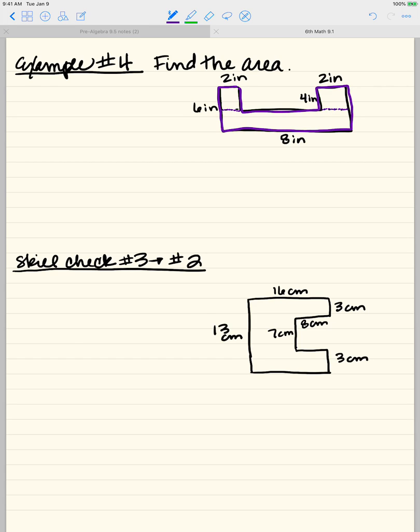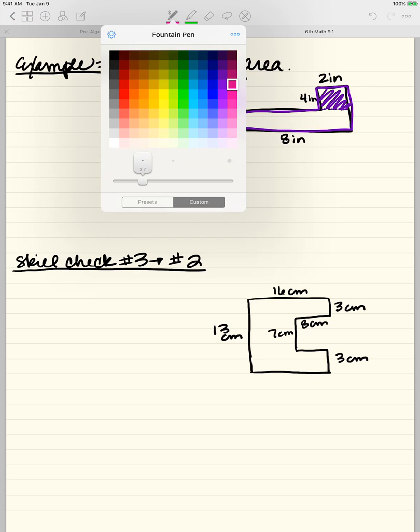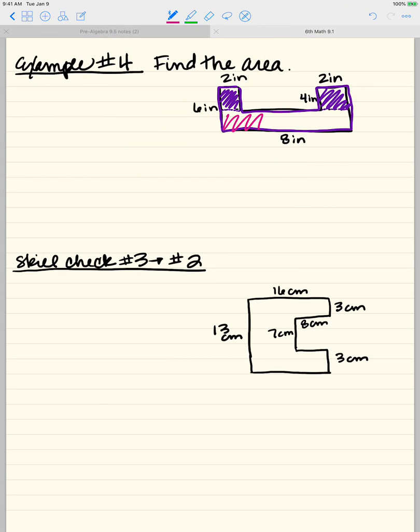They're not actually in the original figure. We put them there so that we can identify some squares and rectangles that we can actually take the area of. So here, I have a shape right here. I have a shape right here that is the same on both sides, okay? And then I also have a larger rectangle down here.